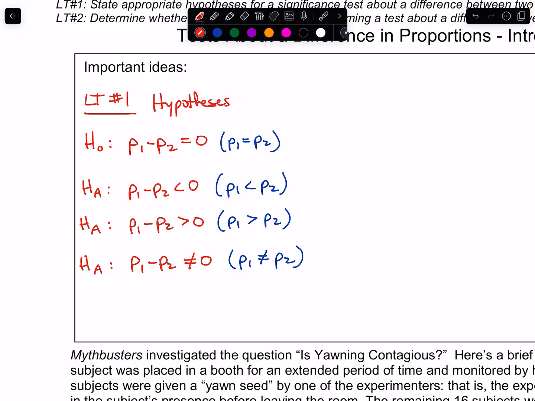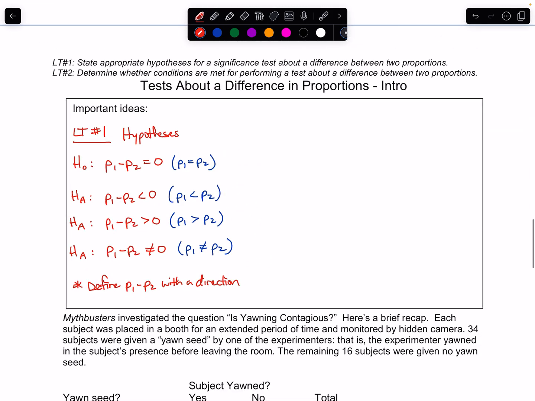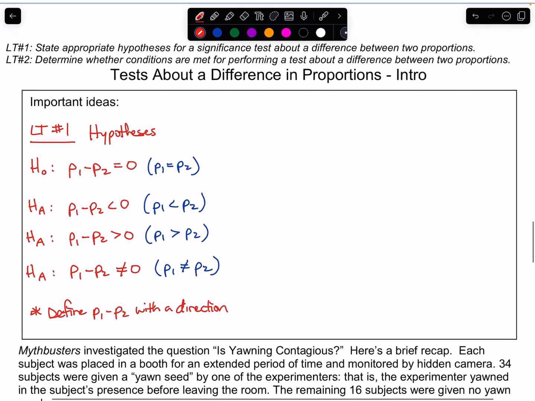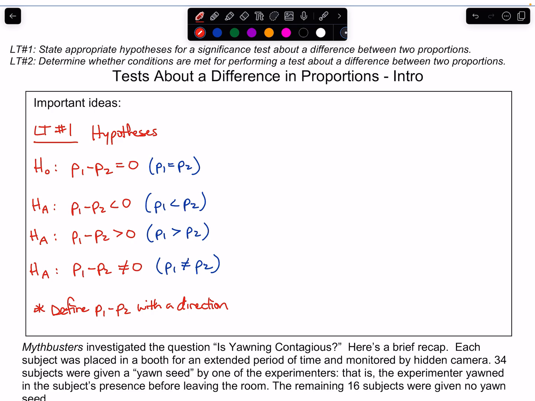Okay, and so we want to make sure that when we do this, we define P1 minus P2 with a direction. I want to know what P1 and P2 are, and make sure I'm very clear about which one I am subtracting, and then ultimately, which one we are looking for. Okay. So that's learning target number 1, our different hypotheses.